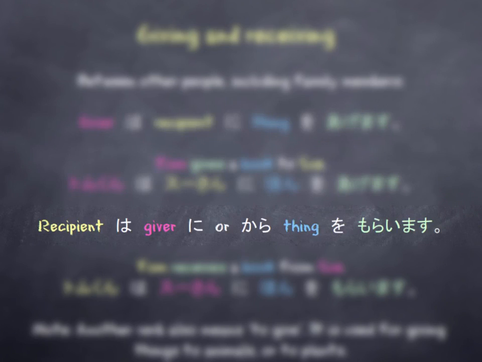Now, if we wish to switch that around, we can do so quite easily. We just need to change the verb at the end, and also we need to change the order of the recipient and the giver. So in this case, we're going to have the recipient first, followed by wa, the giver followed by ni or kara, the thing that we are giving, and the verb moraimasu, which is the masu form of the verb morau, which means to receive.